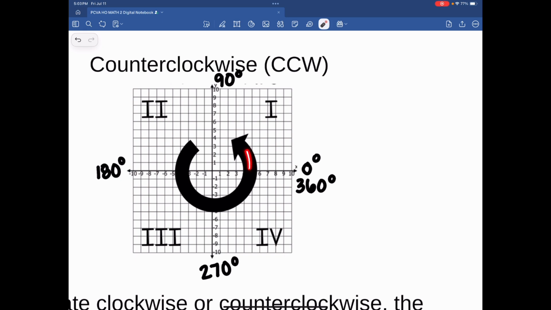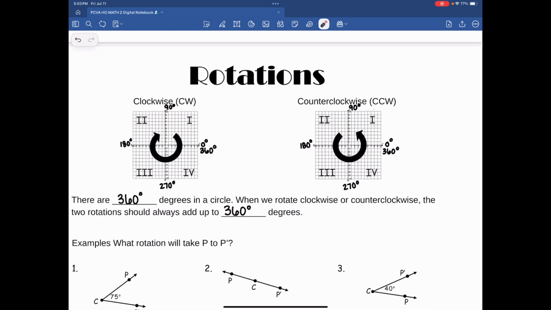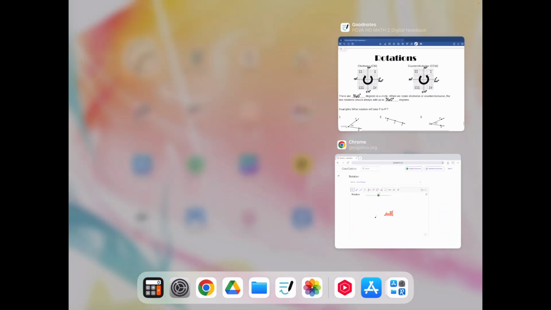So really, when we talk about a rotation, and you'll learn this when you get to the unit circle, a rotation actually goes counterclockwise because it starts in that positive x-axis where all of my values are positive, and then it starts there and rotates in a counterclockwise position.